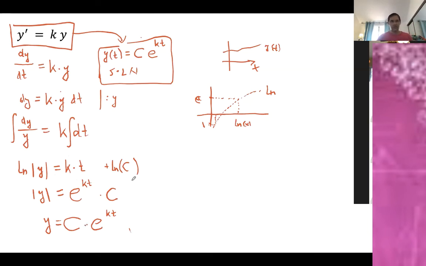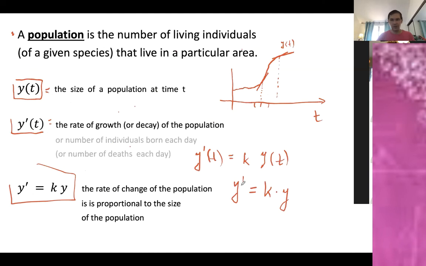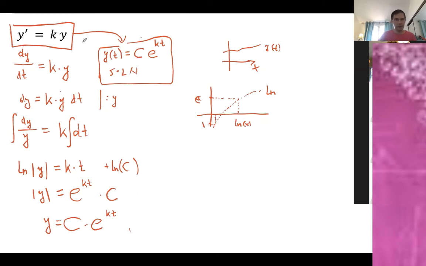Okay, so we have this differential equation, and we know the meaning of this differential equation. This differential equation will model population. So we have this differential equation, and we know all solutions to it, and solutions are of this form. Okay, so now let's do this example.